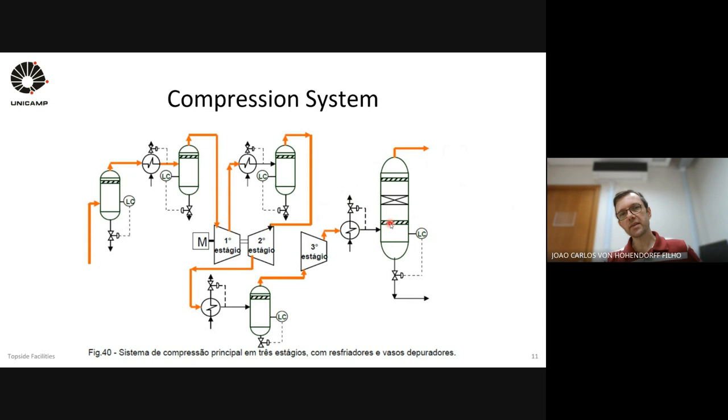From the compressor system, remember, now we are talking just about gas. Okay, in this moment inside the topside, we are working just with gas. But what is interesting, we can have some small particles of oil in this gas phase. So we use some towers to separate this part of oil. We use some coolers to decrease the temperature of this gas stream.